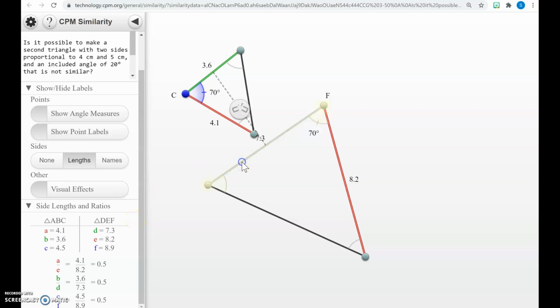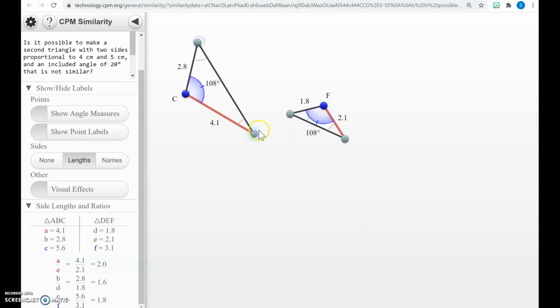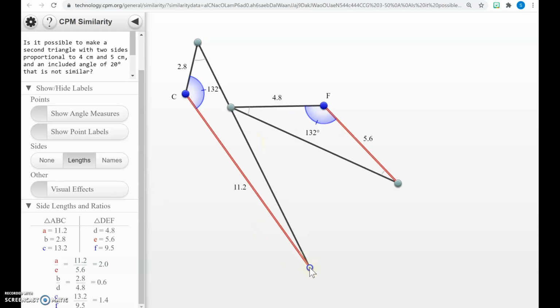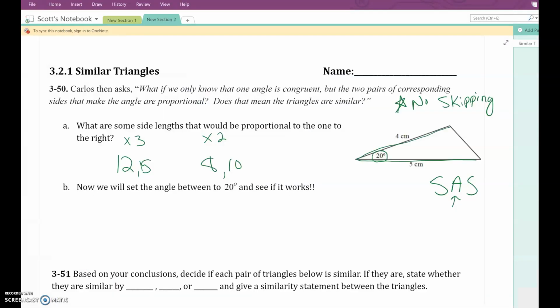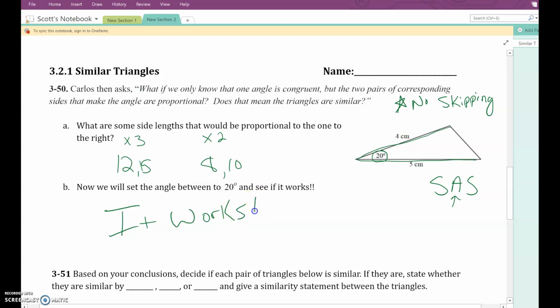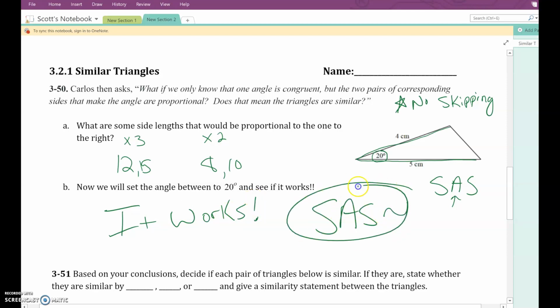Okay? But if I disconnect one of these, so that I only have a side with one angle, if I move these, then if you notice down here, that scale factor changes. So it has to be the combo of side, angle, side. Okay? It works. Side, angle, side, similarity.